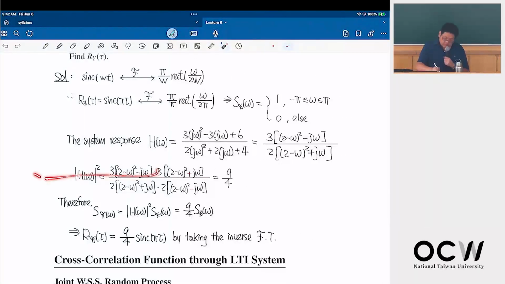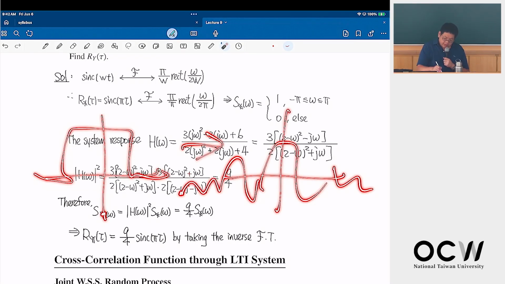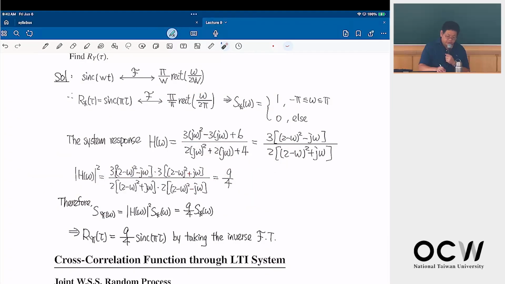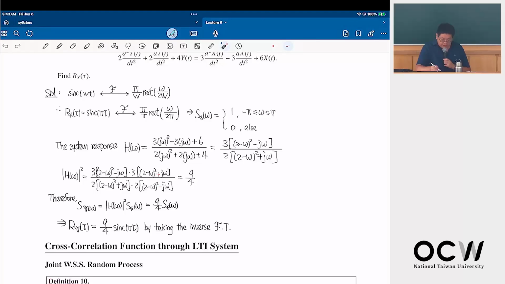Okay, if I have a pause, then in Fourier transform is impulse, the sinc function. If I have sinc function, then I take the Fourier transform or inverse Fourier transform, I'll get the pause. Now the last part is how about the cross correlation function through the linear time invariant system?